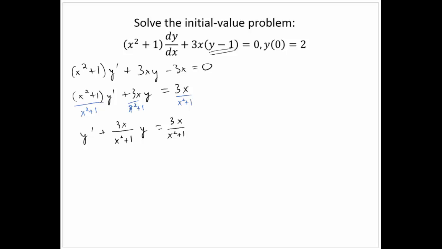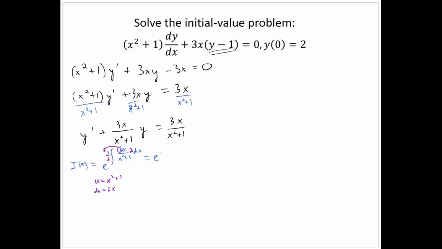Determining the integrating factor, I of x would be e to the integral of 3x over x squared plus 1 dx. If we use a u substitution, if we let u equal x squared plus 1, then du is 2x dx. So I would need a 2 here and a 1/2 on the outside. And of course, I can bring the 3 outside.